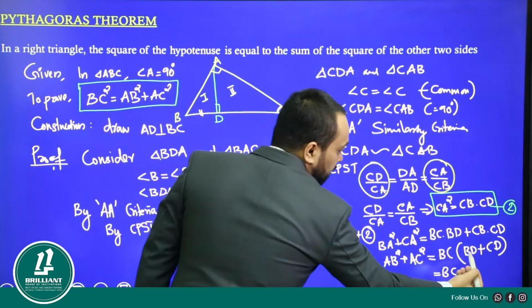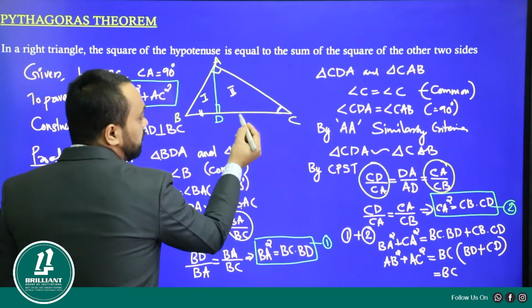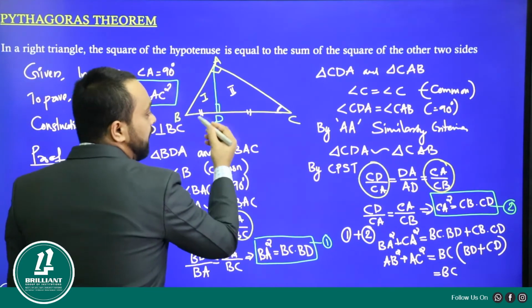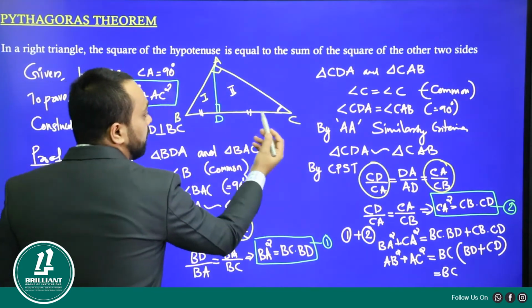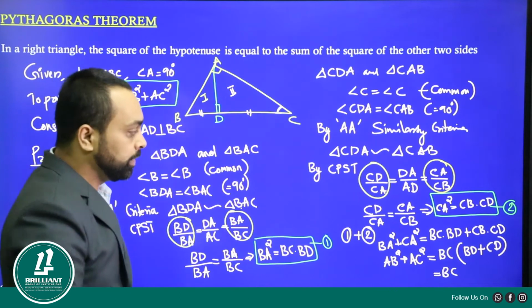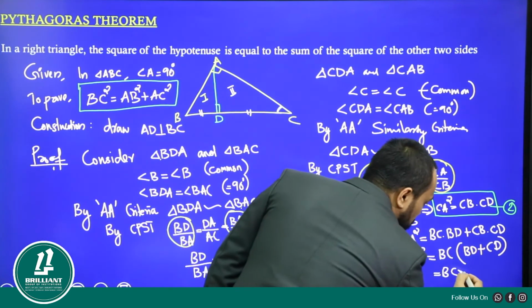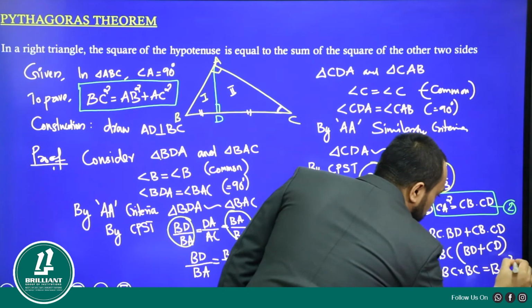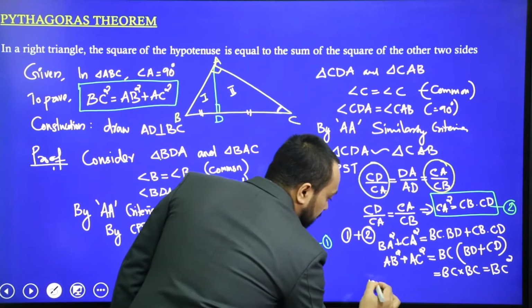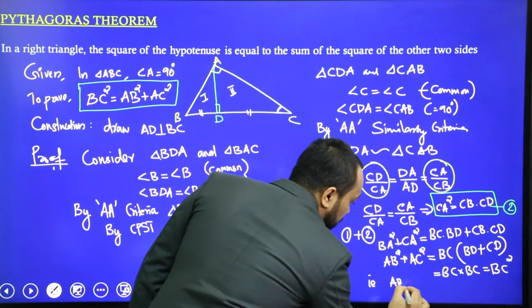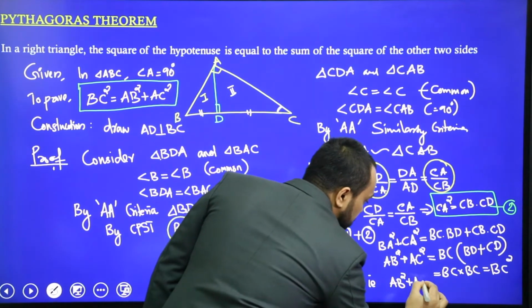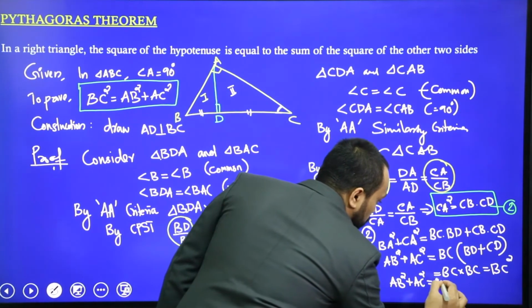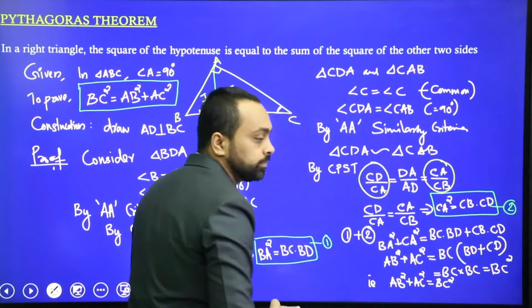BD plus CD, sorry, BD plus CD. BD is this much and CD is this much. If you are adding these two sides, we are getting the side BC. So we are getting BC into BC, that is equal to BC square. So in short we are reaching that AB square plus AC square is equal to BC square.